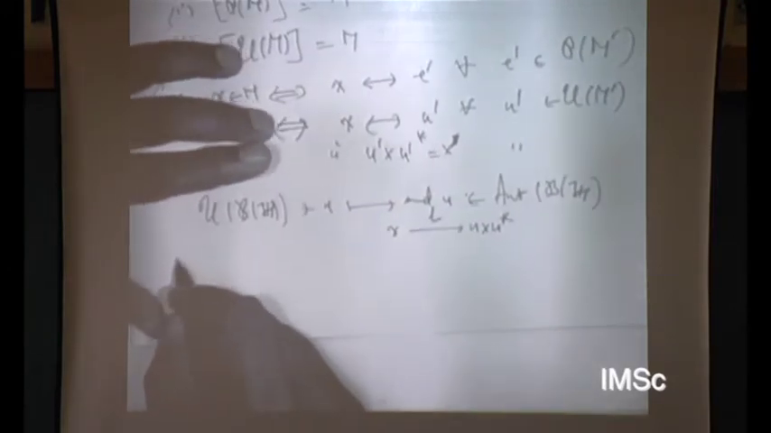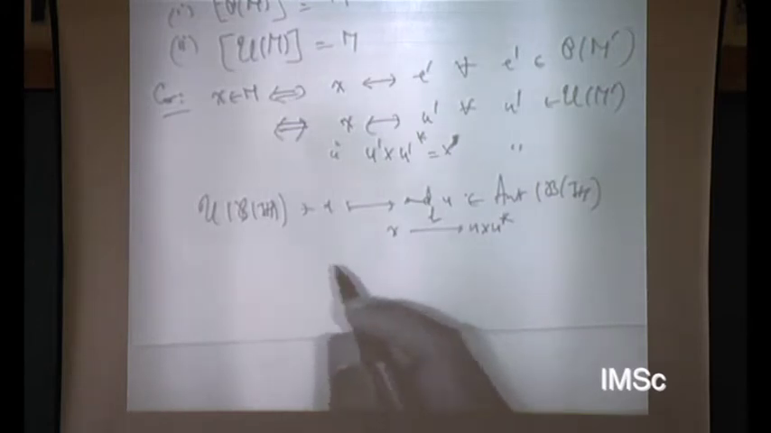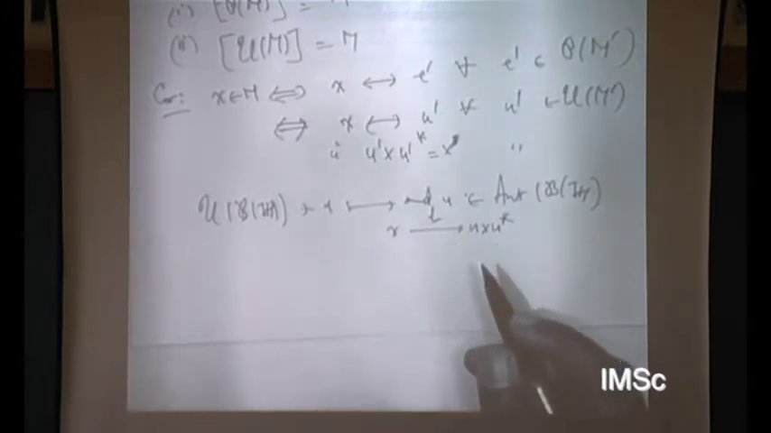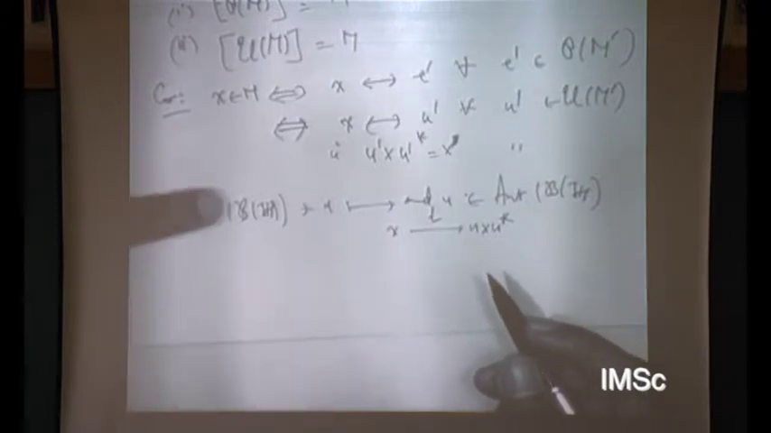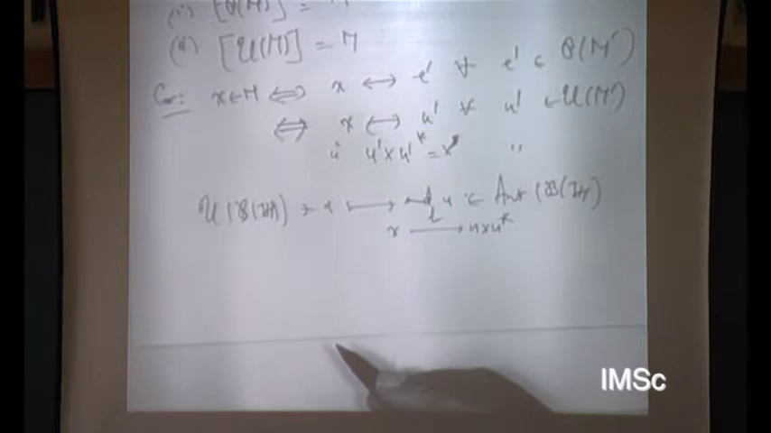In fact, one can even see that this map U going to Ad U, I think I gave this as an exercise before, did I not? If you take the map U going to Ad U, that is a group homomorphism from the group of unitaries of B of H to the group of automorphisms of B of H. That is, Ad of U1 U2 will be the same as Ad U1 composed with Ad U2.